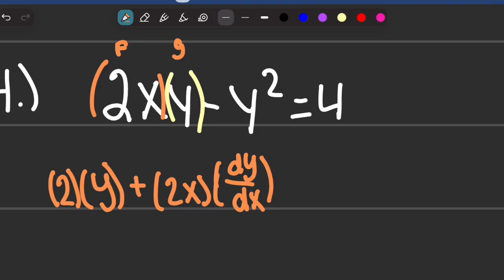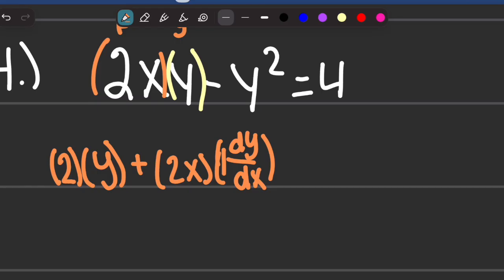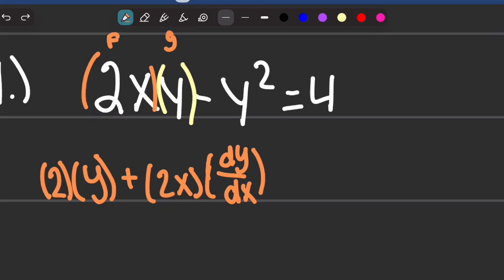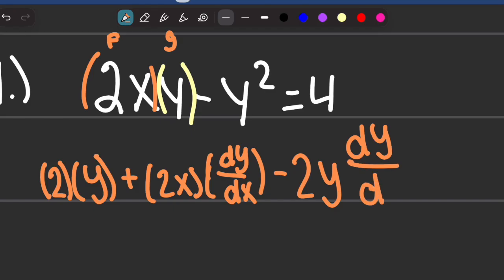So you can write it this way. If you want to write a 1 in front of it, you can. Whatever helps you. And then we can do now minus the derivative of y squared, which is going to be 2y dy over dx, equals the derivative of 4, which, as we mentioned in a previous problem, the derivative of a constant is always going to be 0.